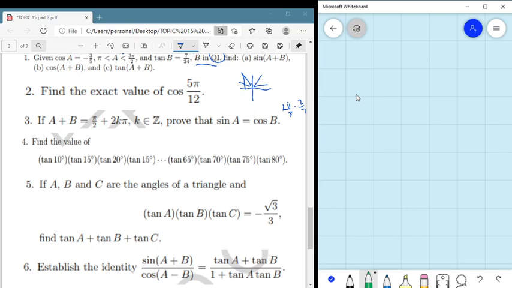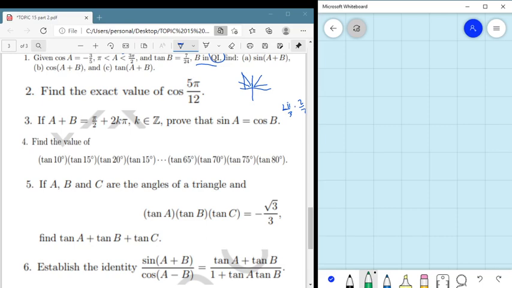So, this one can become sine 10 over cosine 10. Replace all of them, and then my answer is 1. Okay, so that's all for number 4. So, let's proceed to number 5.